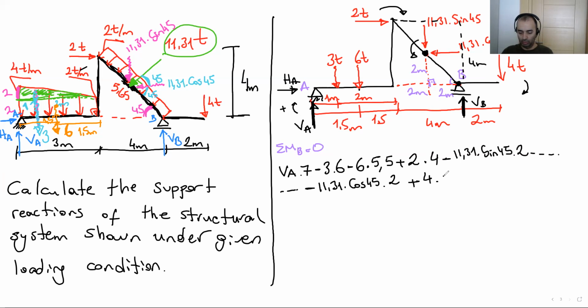So here, 4 times what? 2 equals 0. Equals 0. Let me check something here.